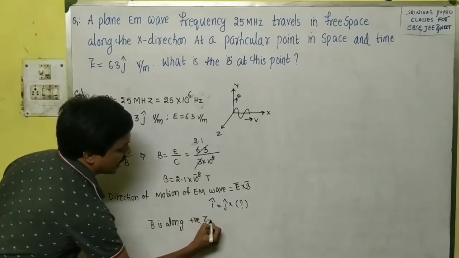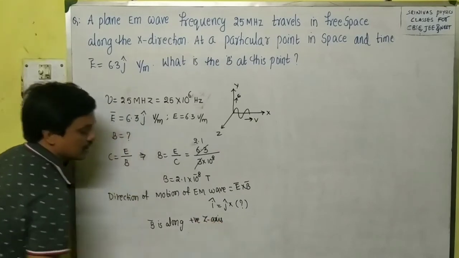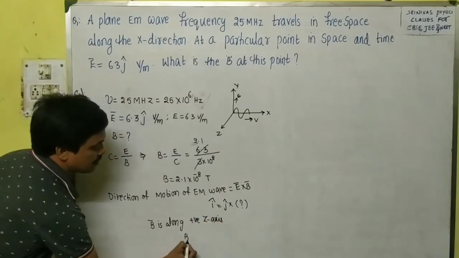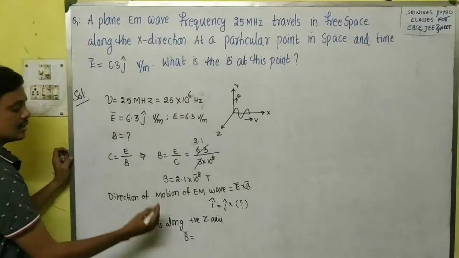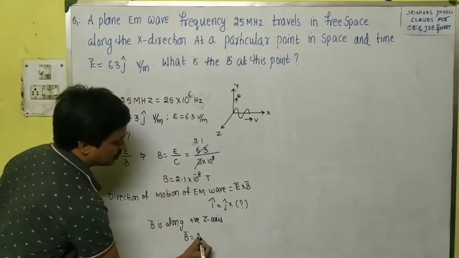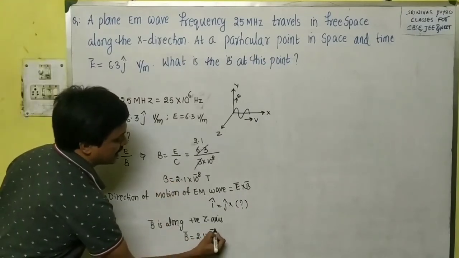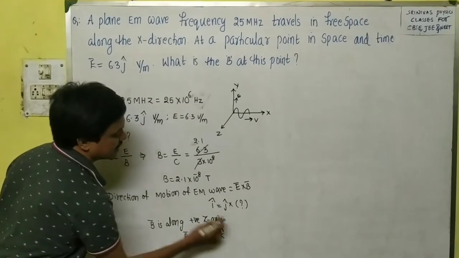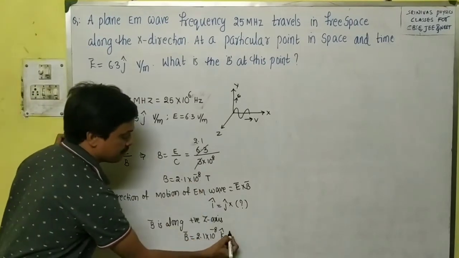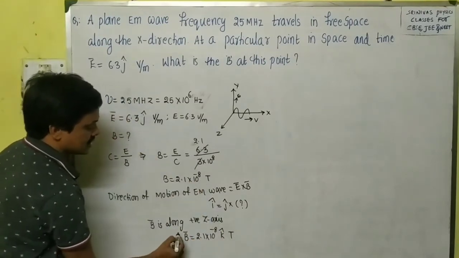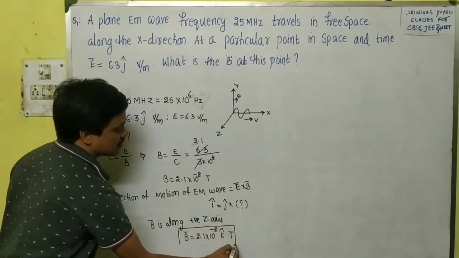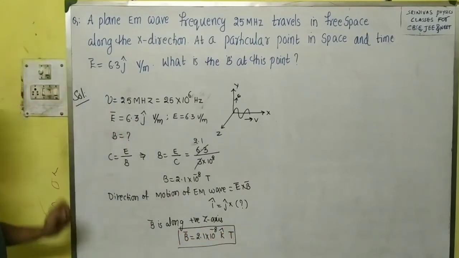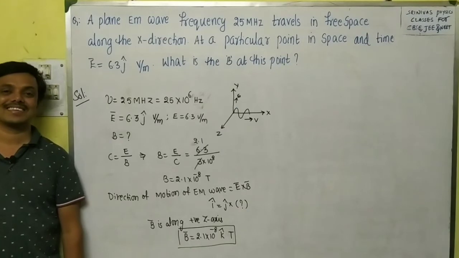In vector form, we write 2.1 into 10 to the power of minus 8 k cap. The z axis is indicated by k cap, in Tesla. This is the solution for this problem. Take a screenshot and note it.